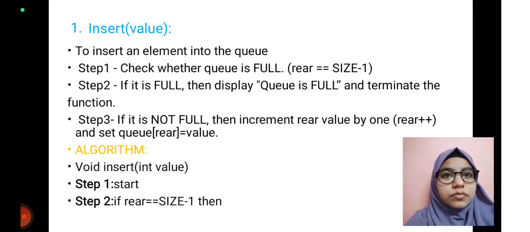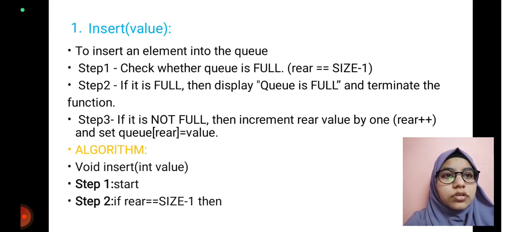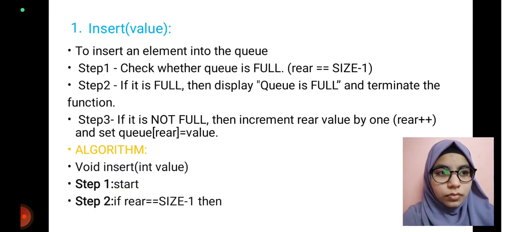First, insert. Insertion is also called enqueue. To insert an element in the queue, we follow the following steps. Step 1. Check whether the queue is full, that is rear equal to size minus 1. Step 2. If it is full, then display queue is full and terminate the function. Step 3. If it is not full, then increment the rear value by 1, rear plus plus, and set queue of rear equal to value.